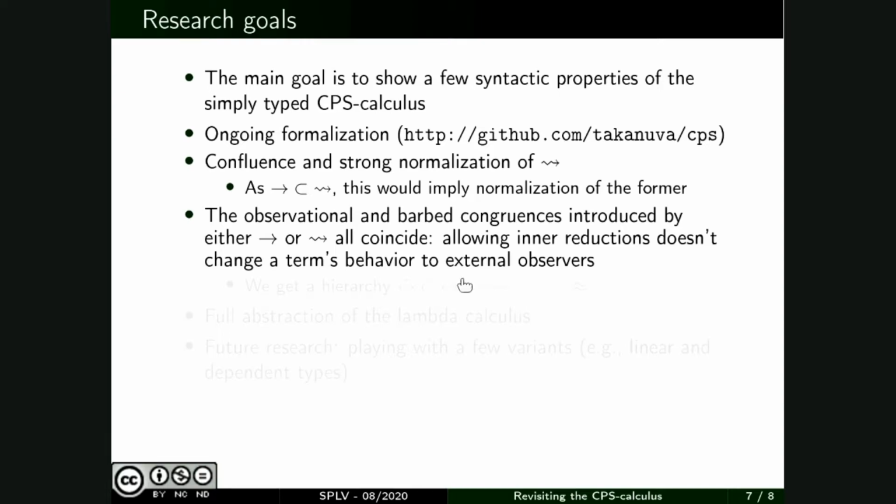If we take the barbed congruence of both relations as it is defined, for example, in the pi calculus, what does this mean? Inner reductions inside the CPS term cannot change its behavior from external observations. External observers always see the same thing. So this allows, for example, the removal of administrative redexes inside terms to optimize a term in CPS-calculus inside the compiler.